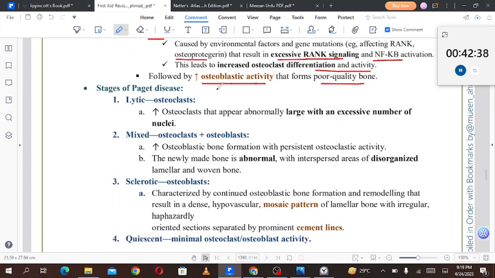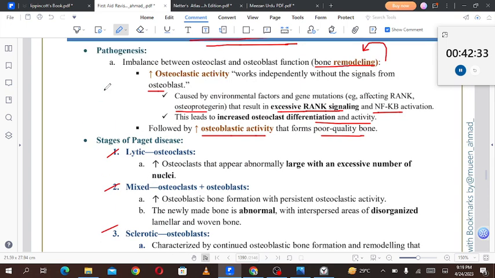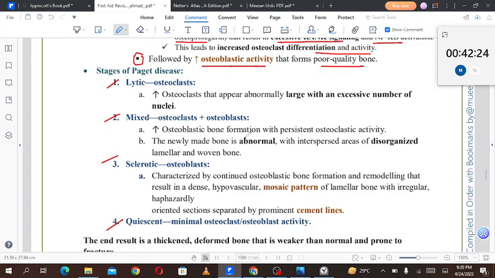Okay. Stages of Paget's disease are lytic, mixed, sclerotic, and quiescent stages. So there are 4 stages. Firstly we'll find increased osteoclastic activity that will be followed by increased osteoblastic activity. Number 1 is lytic, mediated by osteoclasts. There will be an increased number of osteoclasts that appear abnormally large with an excessive number of nuclei.